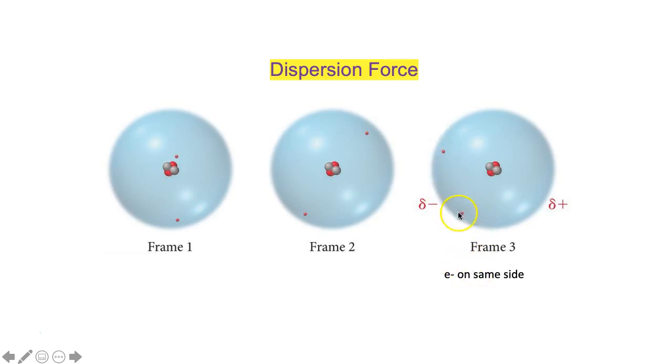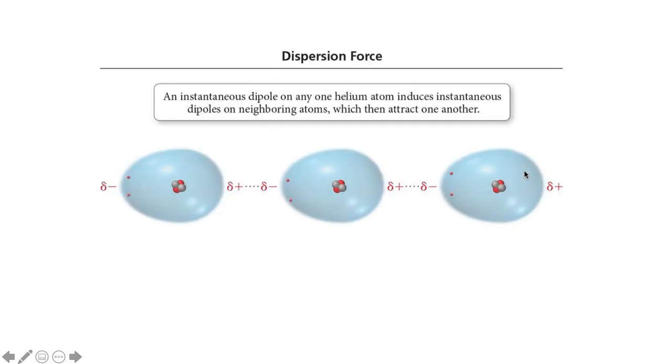And what that does, by them being on the same side, they give this side of the atom a partial negative charge. And you should recognize that as the Greek symbol, lowercase delta, meaning partial. So this side of the atom becomes negative, and then this side becomes positive. So this is now a dipole, because now it has oppositely charged ends. And when that happens, you can see one dipole of helium can cause another dipole of helium to form.